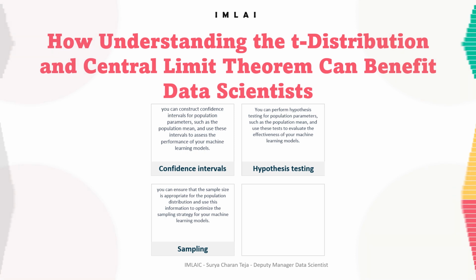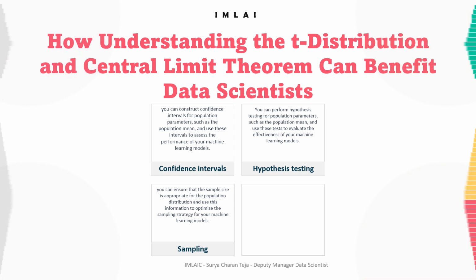Sampling is an important step in machine learning where a subset of data is used to train and test the model. There will be two samples we'll be taking out. One is to train the model, the other is to test the model. So that's the reason the t distribution and central limit theorem are a must for you.